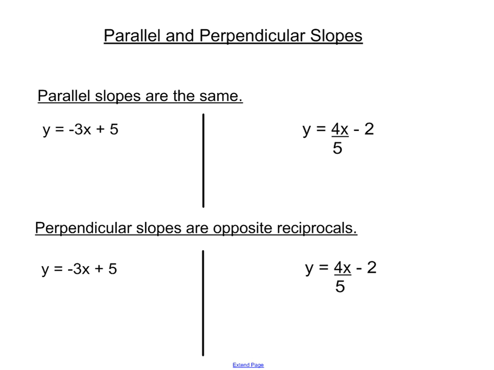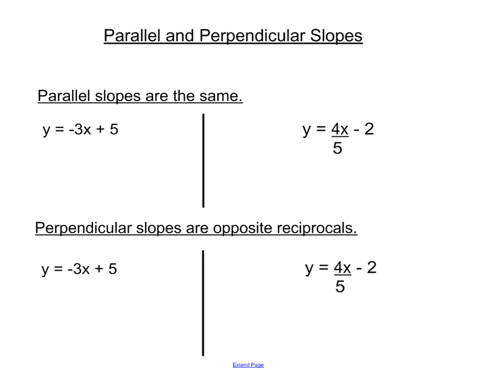Today we're going to take a look at parallel and perpendicular slopes. Hopefully you already know a little bit about slopes, so we're just going to focus in on the parallel and perpendicular side. First off, we have to know that the slope is always the number in front of x whenever y is by itself. So we're given an equation, and we're going to take a look at the number in front of x. And then we have to know that parallel slopes are the same.